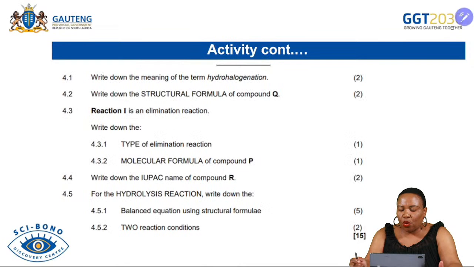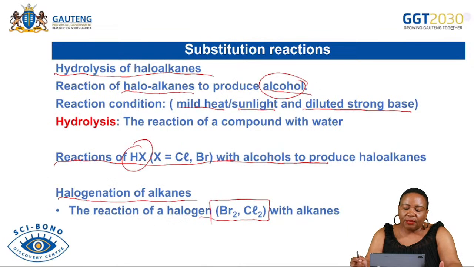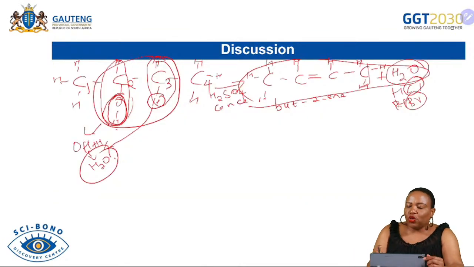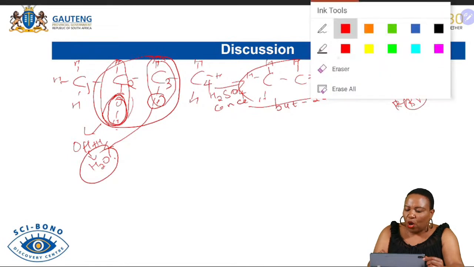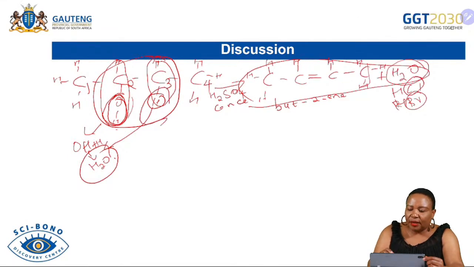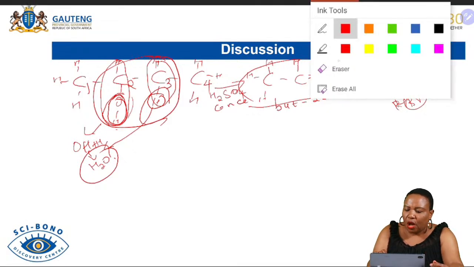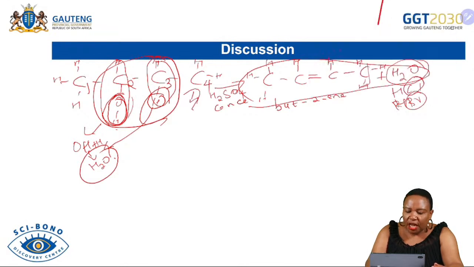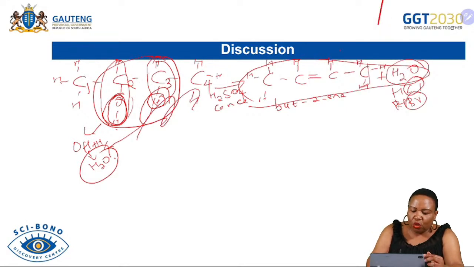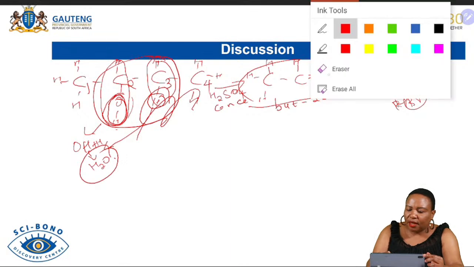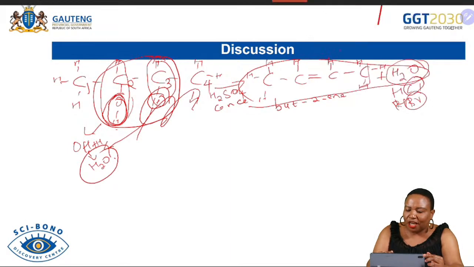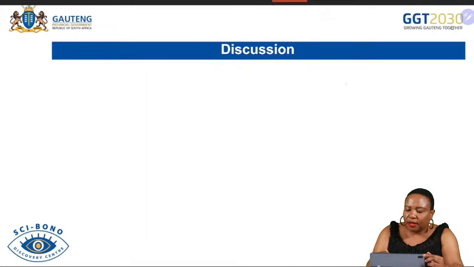I just want to go back a little bit. We can do a substitution or halogenation of any compound, whether that compound is branched or not branched, because it is very important to know that sometimes when the compound is branched, we need to be able to, okay, let me just try and do this and erase all.